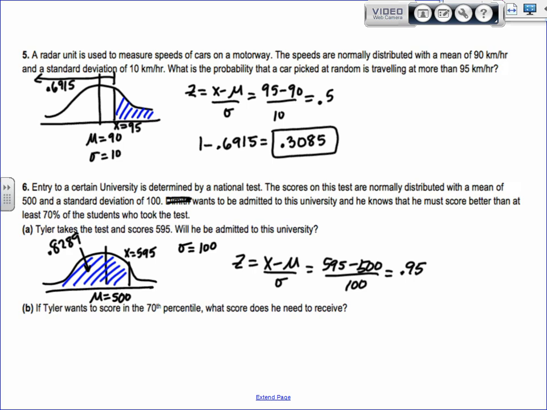0.8289. So that means that he scored in the 82nd percentile. So he scored better than at least 70% of people, right? So yes, he would be admitted.